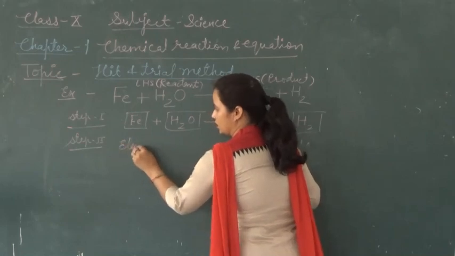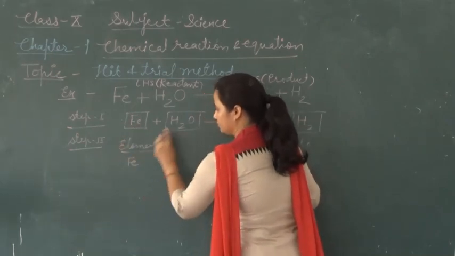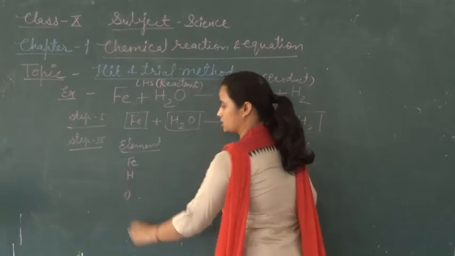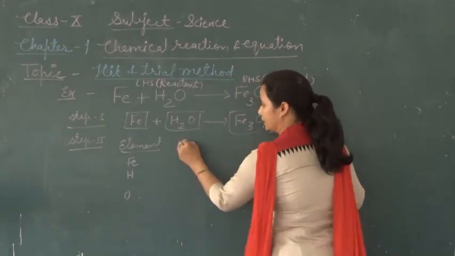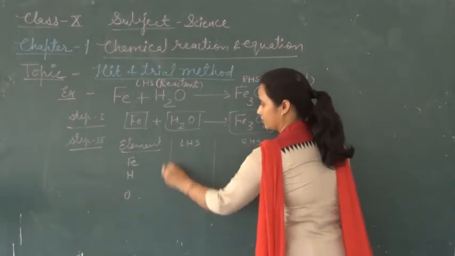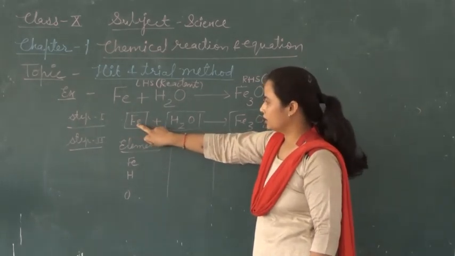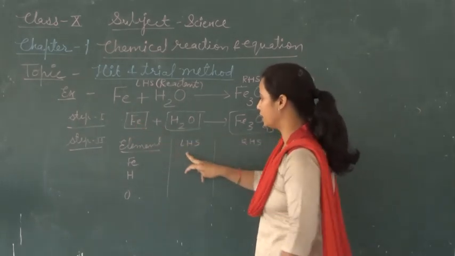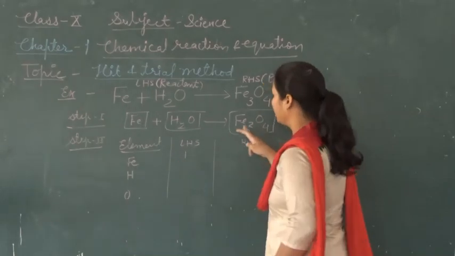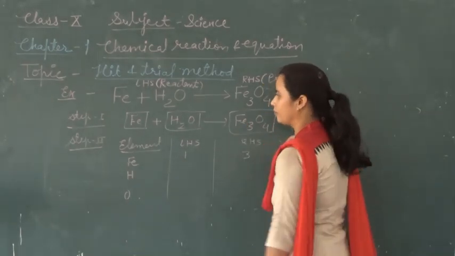So the second step, first we identify the name of the elements. They are iron, hydrogen and oxygen. On the left hand side and on the right hand side, the number of iron atoms: at the left hand side the number of iron atoms is 1, and at the right hand side the number of iron atoms is 3.